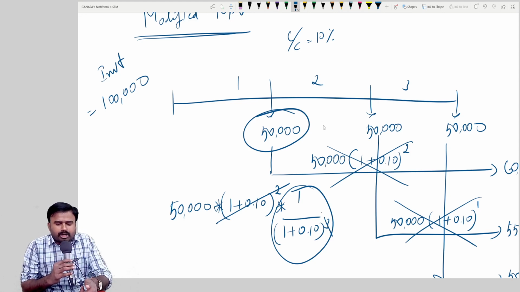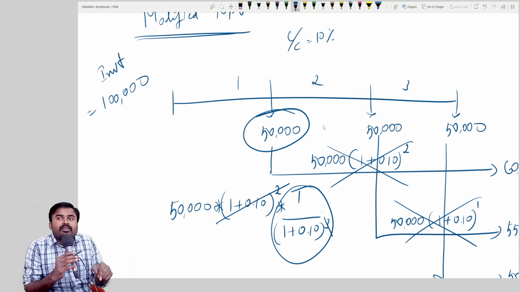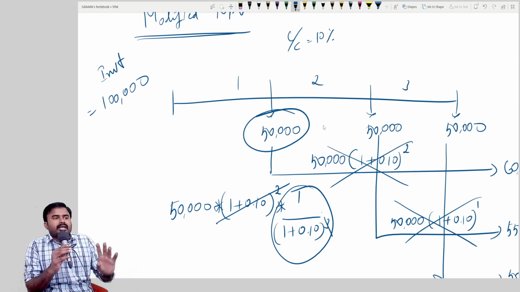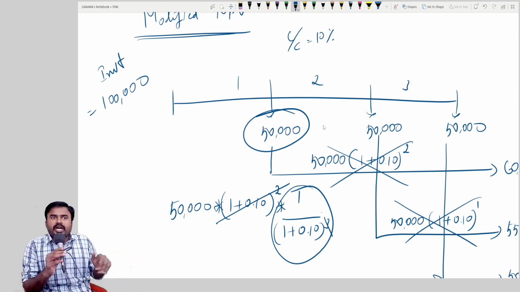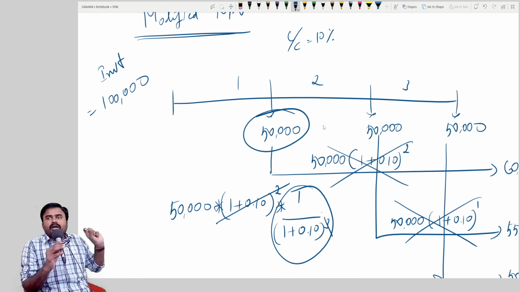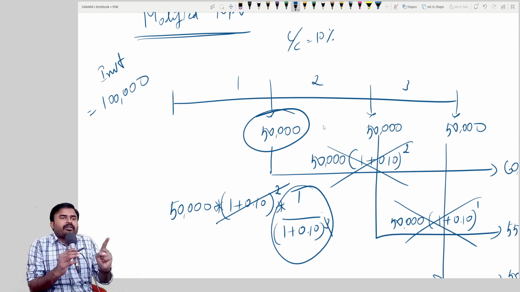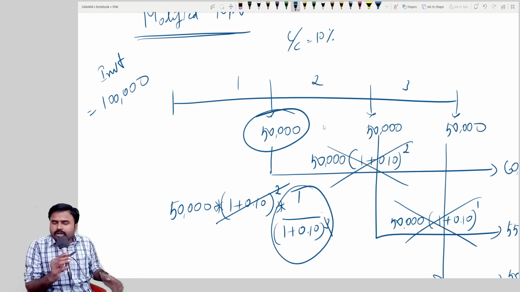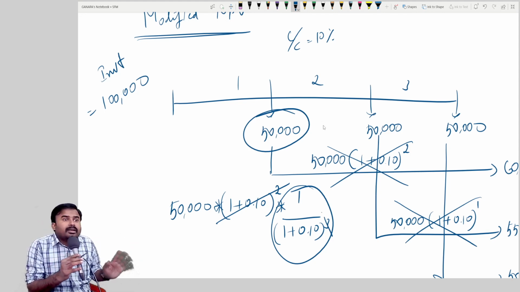50,000 into 1 by 1 plus 0.10 whole to the power of 1, which means present value of which year ending inflow? First year ending inflow. That means, am I considering reinvestment and discounting? No, straight away I'm taking first year ending discounting. Are you getting my point? So the impact of reinvestment becomes zero. It will be nullified. It should not be considered. You don't need to consider it. Are you getting my point?